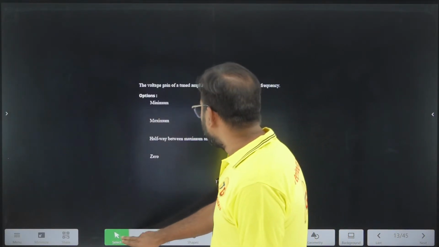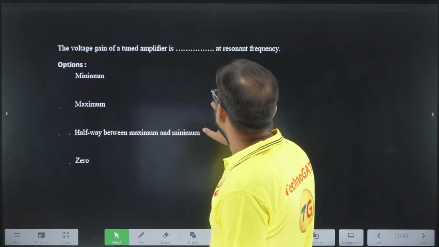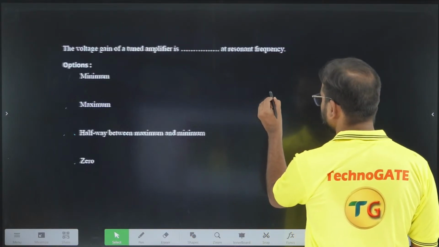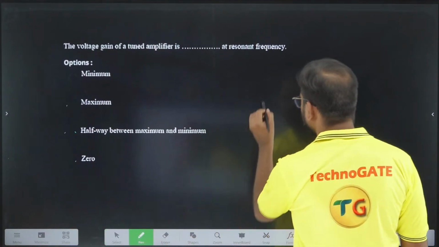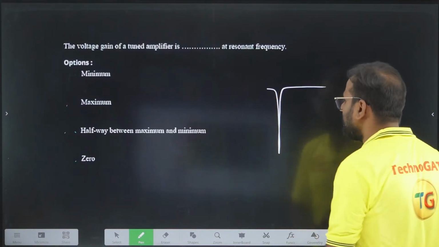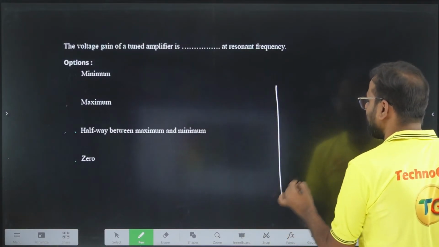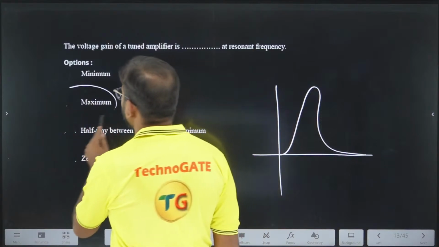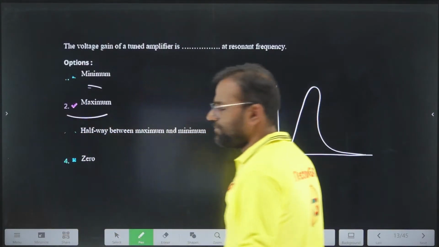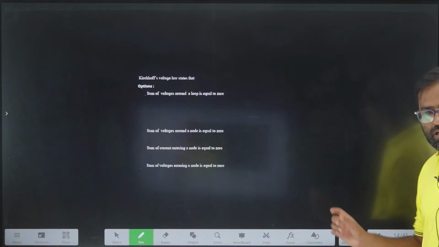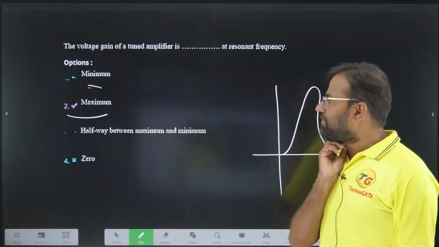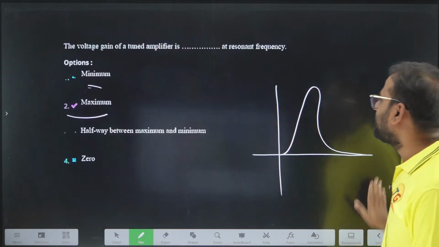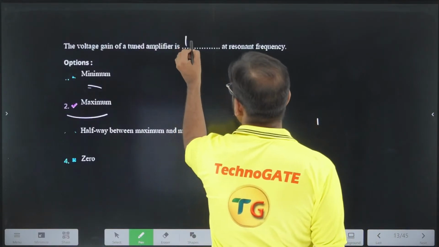Again, the voltage gain of a tuned amplifier. A tuned amplifier has this type of characteristic. It is an amplifier which amplifies a narrow frequency range, and for this the gain must be maximum. Keep this in mind. We want a very narrow band, and as we know the gain bandwidth product is constant, so if the bandwidth is low you can have high gain. So what is the answer for this? Maximum.